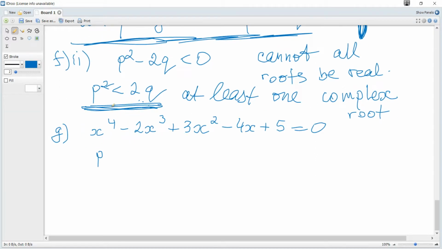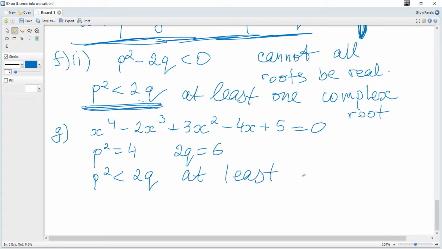So let's consider p squared. P squared is 4. 2q is 6. Hence p squared is less than 2q. So at least one complex root, or cannot all roots be real, directly from the previous result.